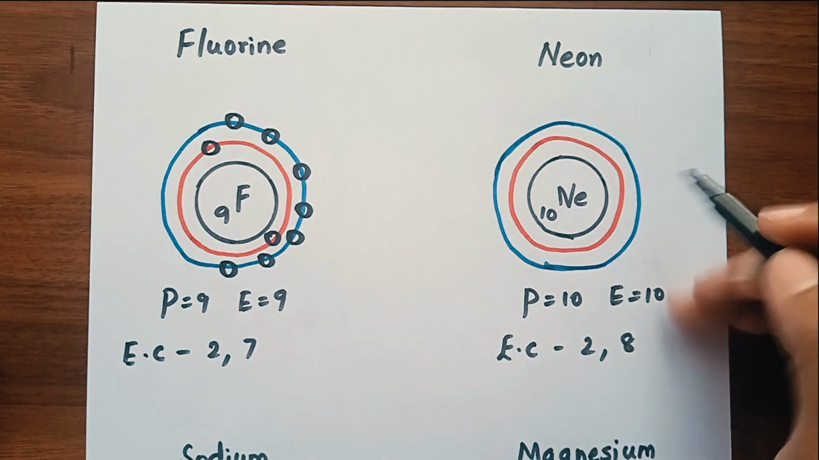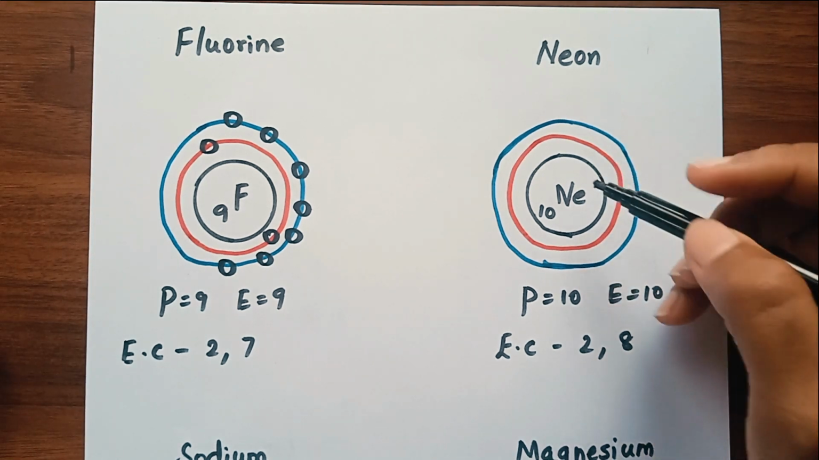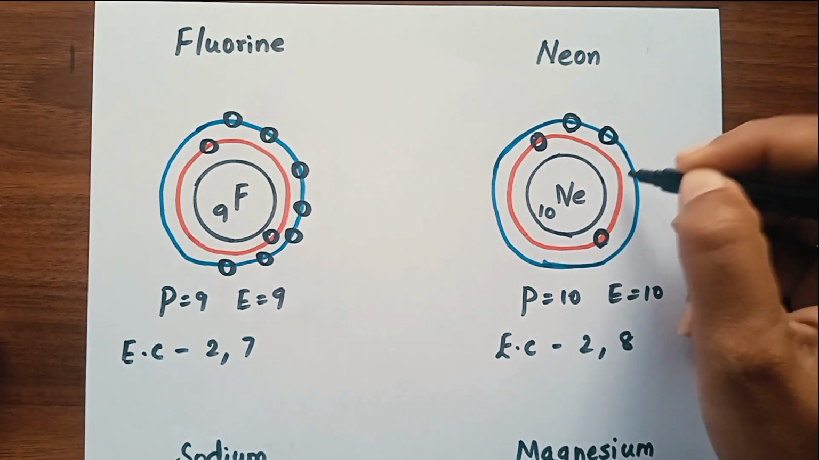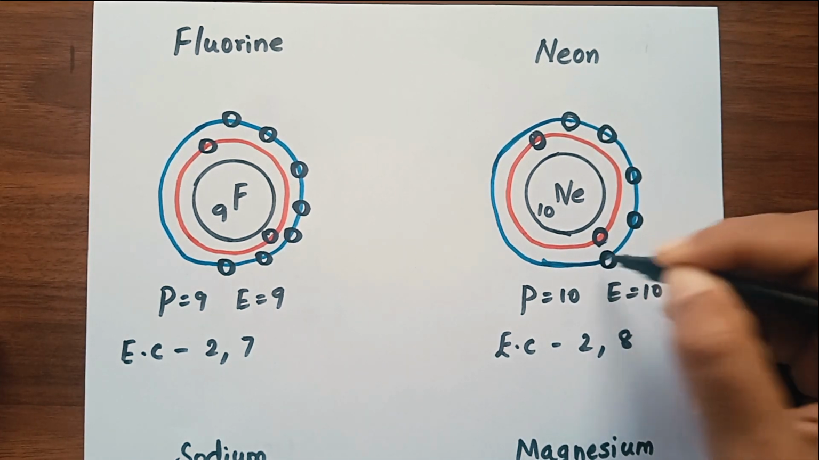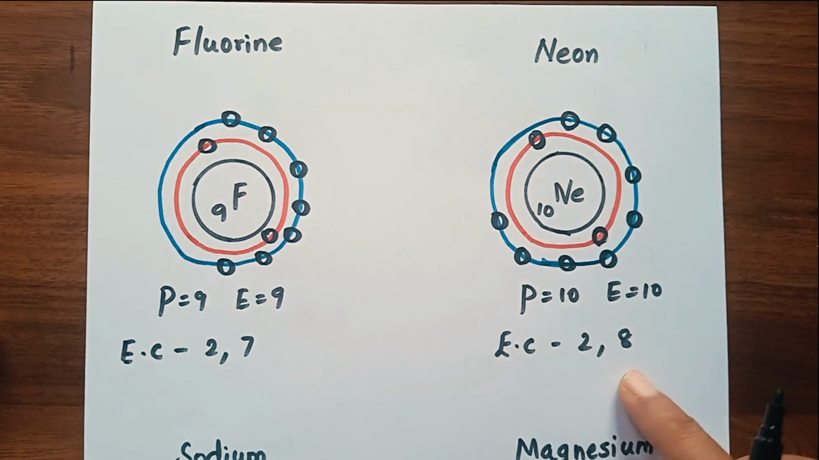Next we will see for neon. Neon total number of electrons is 10. So start filling. 1, 2, 3, 4, 5, 6, 7, 8, 9 and 10. So 2, 8 is the electronic configuration for neon.